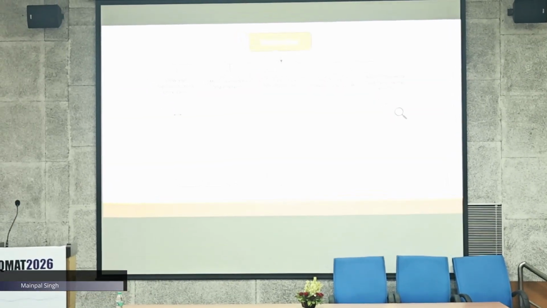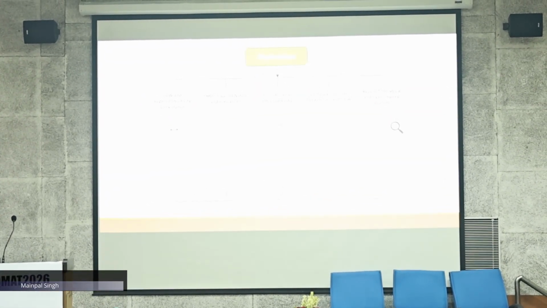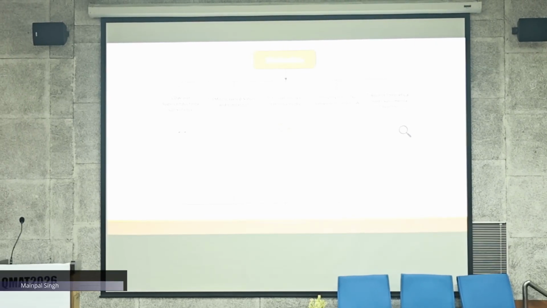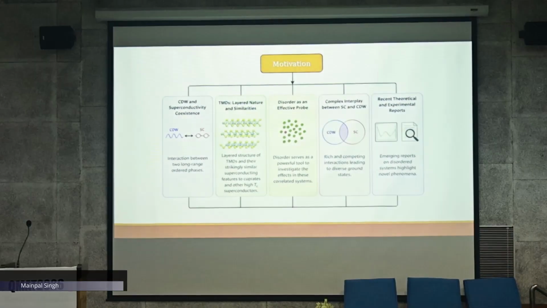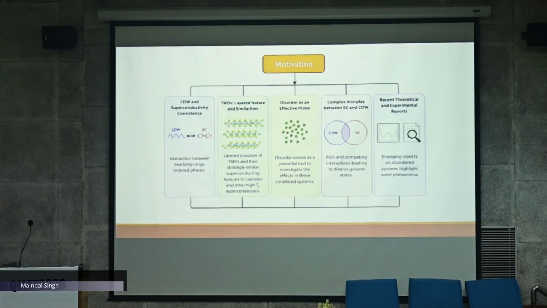was, as we all know, in cuprates, in pnictides, and even in transition metal dichalcogenides, the superconductivity is accompanied by a certain long range ordering like CDW or an antiferromagnetic insulating phase. The second motivation was that TMD has a distinct layered structure, so you can tune them by gate tuning, you can intercalate them, you can mechanically exfoliate them. So there are several ways by which you can tune the properties of TMDs. The third is you can use disorder as an effective probe, because it serves as a powerful tool to investigate the effect in correlated systems.